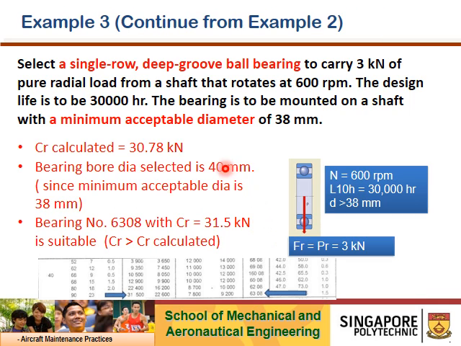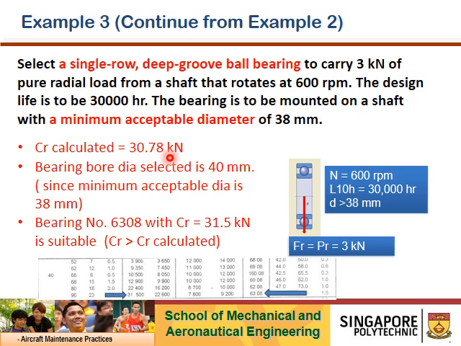All right, example 3 is a continuation from example 2. Example 3 is asking you to select a single row deep groove ball bearing to carry the 3 kilonewton of pure radial load from a shaft that rotates at 600 rpm. This is the same data given in example 2, and the design life is 30,000 hours. Then the bearing is to be mounted on a shaft with a minimum acceptable diameter of 38 mm. So it's telling you that I want a minimum 38 mm diameter shaft. So minimum, I can choose 40 or beyond.